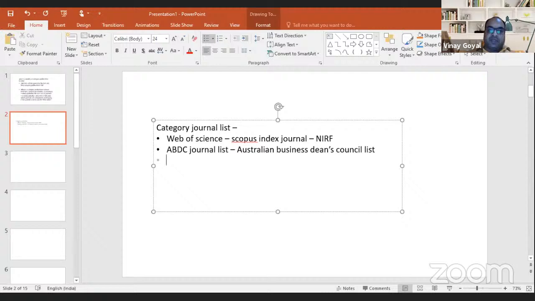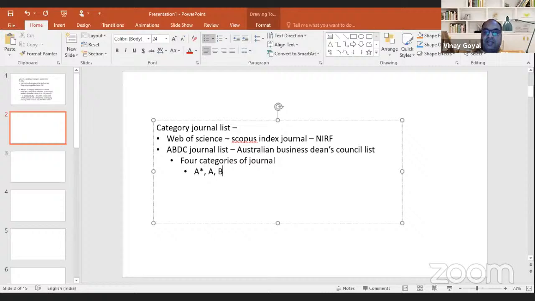This list segregates the journals into four categories: A star, A, B, and C. A star is the highest and C is the lowest. The whole list consists of around 4,000 journals. A star will be around 100, A will be somewhere around 250, B will be somewhere around 700 to 800, and C will be the remaining, more than 2,500 to 3,000 journals.